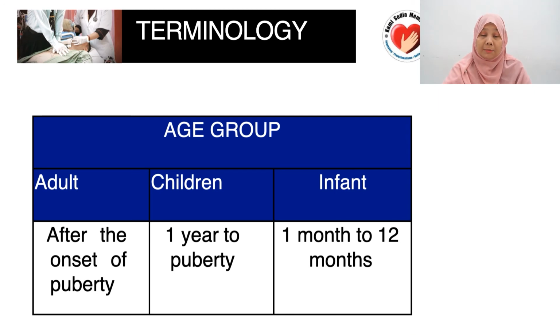Now I'm going to talk about the terminology for 3 age groups. They include adult, which is after the onset of puberty, children, which is 1 year to puberty, and infant, from the age of 1 month to 12 months.